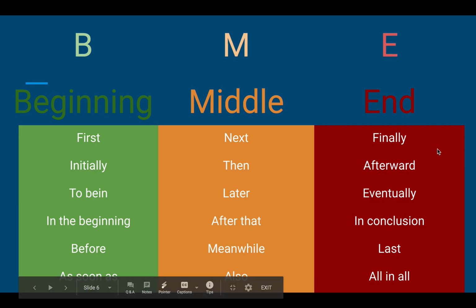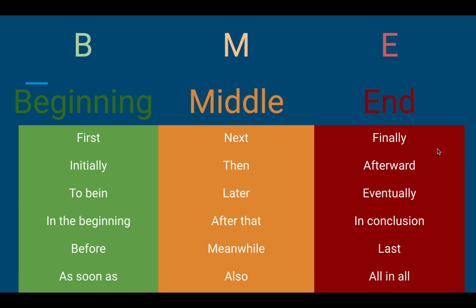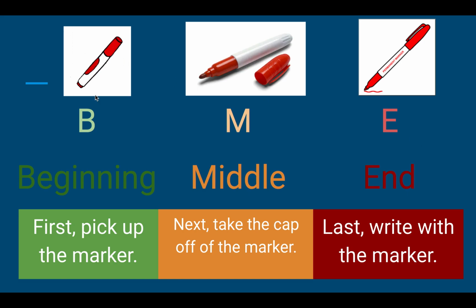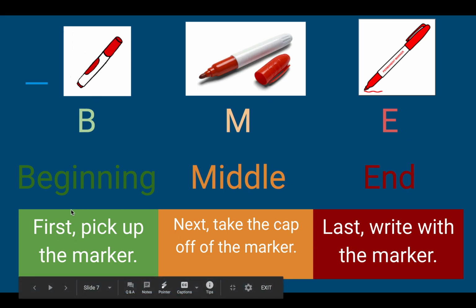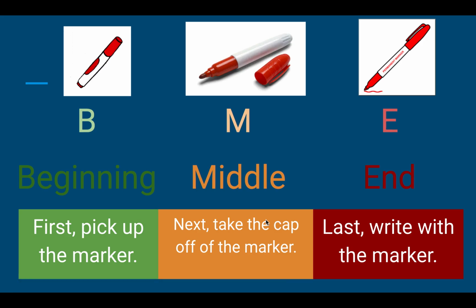Okay, so if we take the example that we had with our red marker and we use our transition words, it sounds so much better. First, pick up the marker. Next, take the cap off of the marker. Last, write with the marker. See, it sounds so much better than just picking up the marker, taking the cap off the marker, and write with the marker. All right.